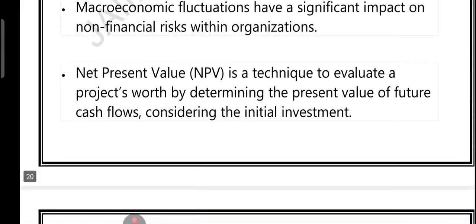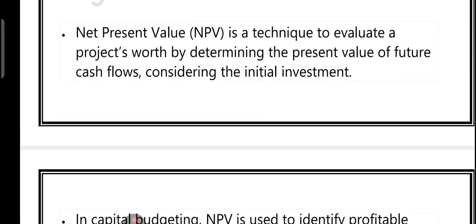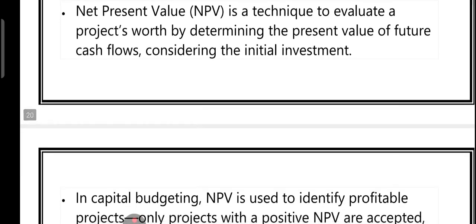Then we have the net present value. Let's discuss in detail. Want to master capital budgeting in just a few minutes? Let's break down the most important tools: NPV, IRR, and payback period, and the break-even point. What is NPV? NPV helps us judge if the project is worth it or not. We calculate the present value of the future cash inflows and then subtract the initial investment from it. That will give us NPV.